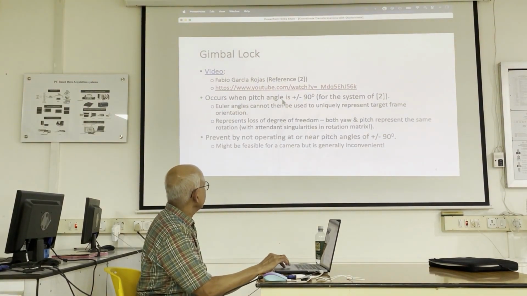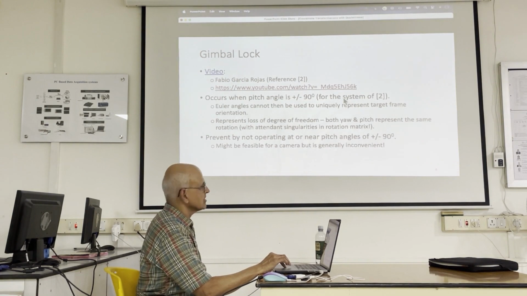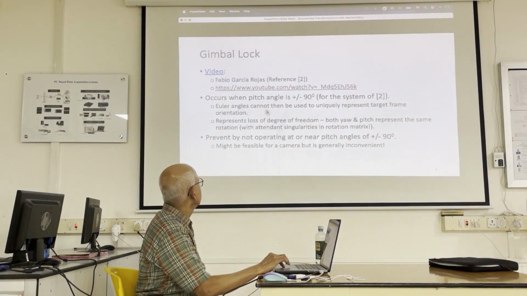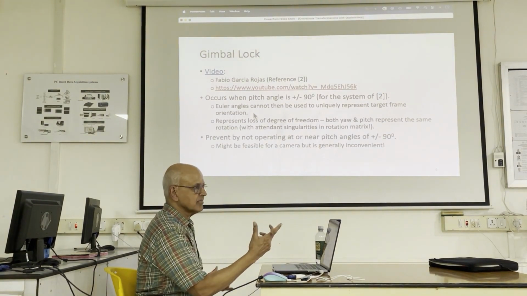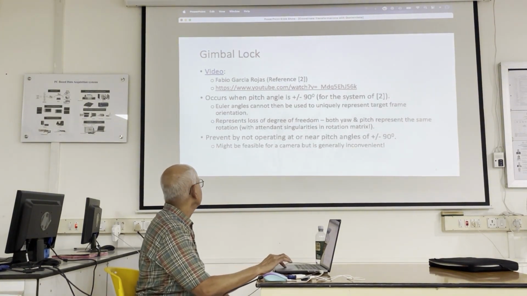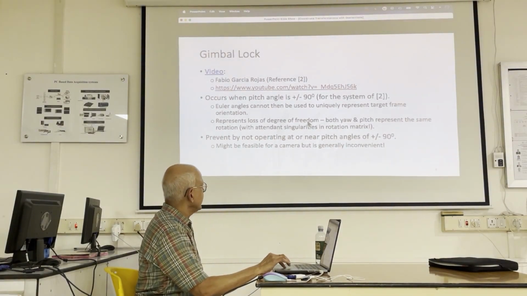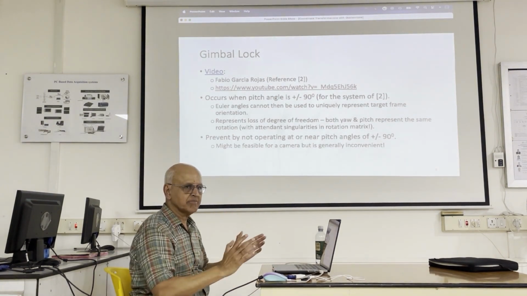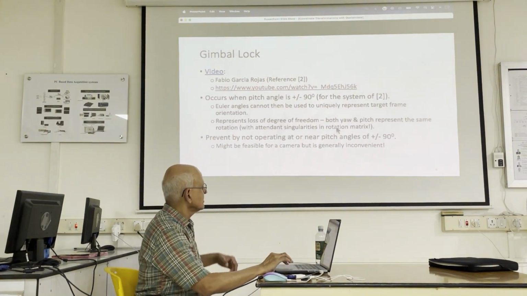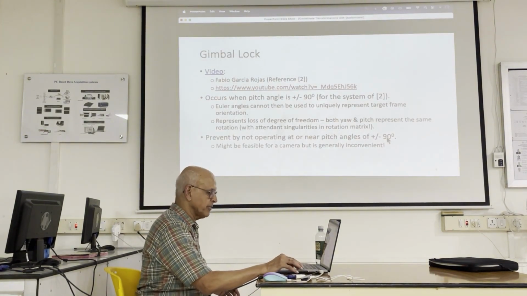So of course, the pitch angle is plus minus 90 degrees for the system of 2, which is the system described in this reference here. Then you get two numbers representing the same thing. So you get a loss of degree of freedom. Both yaw and pitch represent the same rotation, and the matrix will blow up. So I mentioned this, plus minus 90 degrees is when you're going to have the problem.